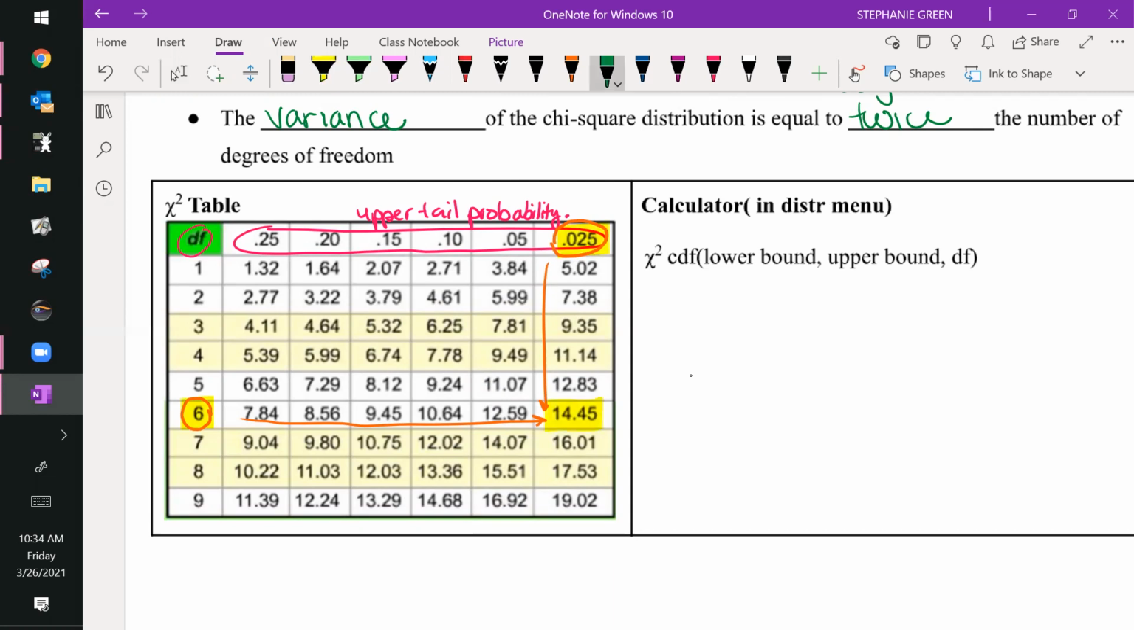The only way so far that we could put that in our calculator, I could say, whoops, supposed to be a pen. There we go, chi-square CDF. And I could use the statistic to get this probability 0.025. Yeah, so that's an upper tail. So that means we'd be starting at 14.45 and going to infinity. So I'd put in like 9999999. And our degrees of freedom is 6. So when I put this all in, it should give me the probability is 0.025.